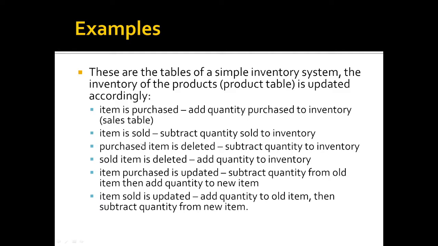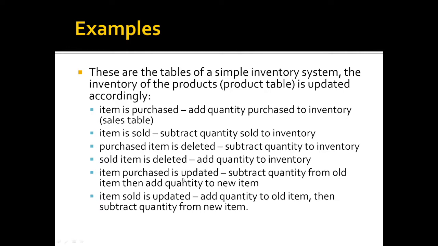When we purchase, that is added. But what if we delete the purchase record? Then we subtract the quantity from the inventory because that was previously added. So when a sold item is deleted, previously when an item is sold, we subtract. So if the sold item is deleted, then we add the quantity to the inventory. So we put it back.